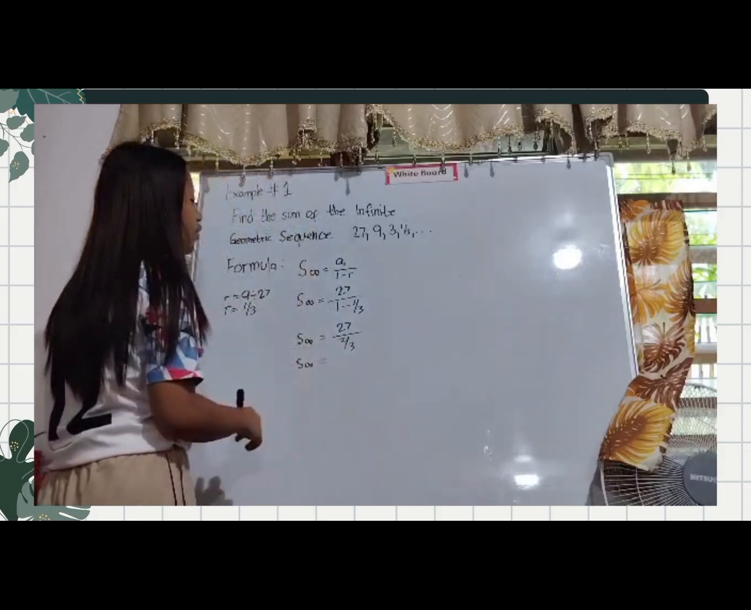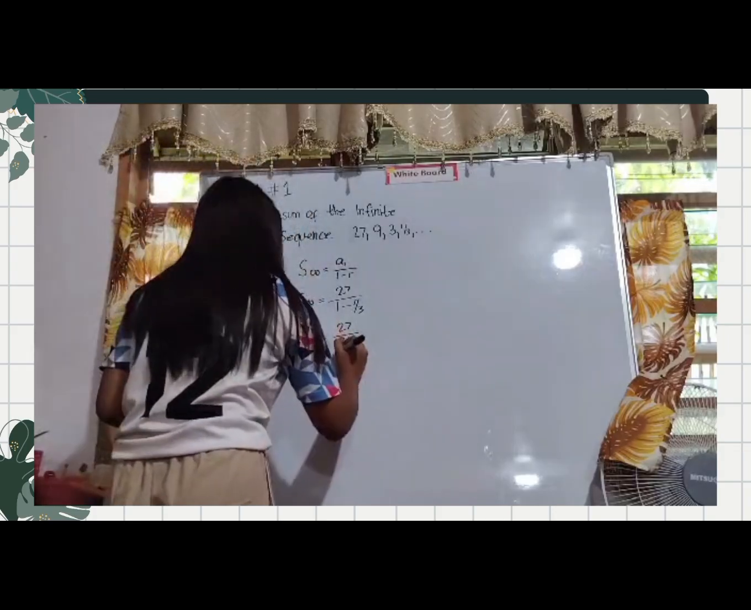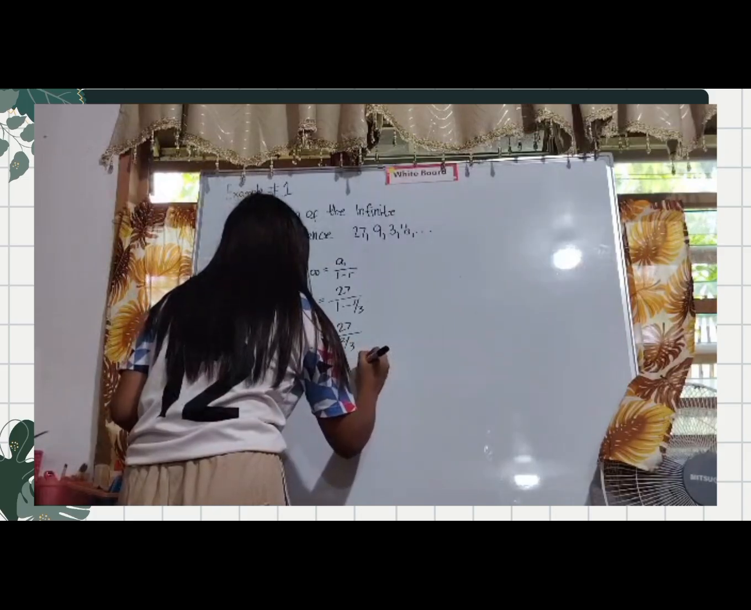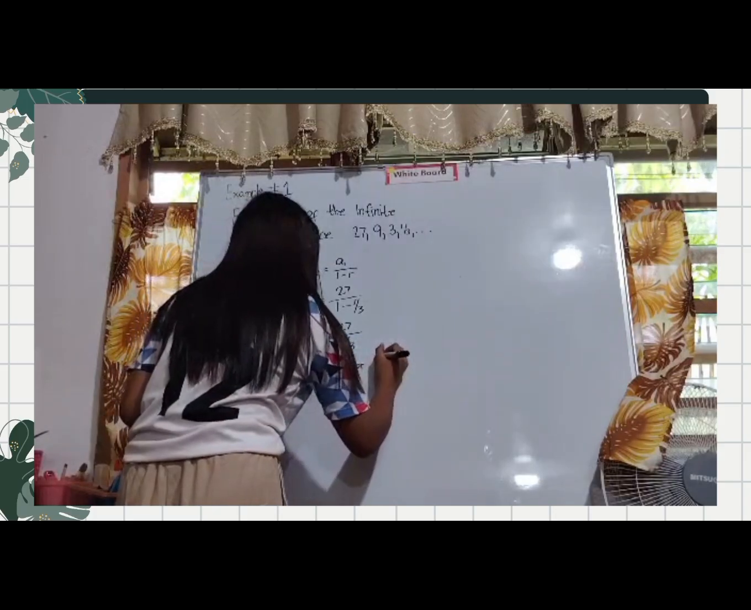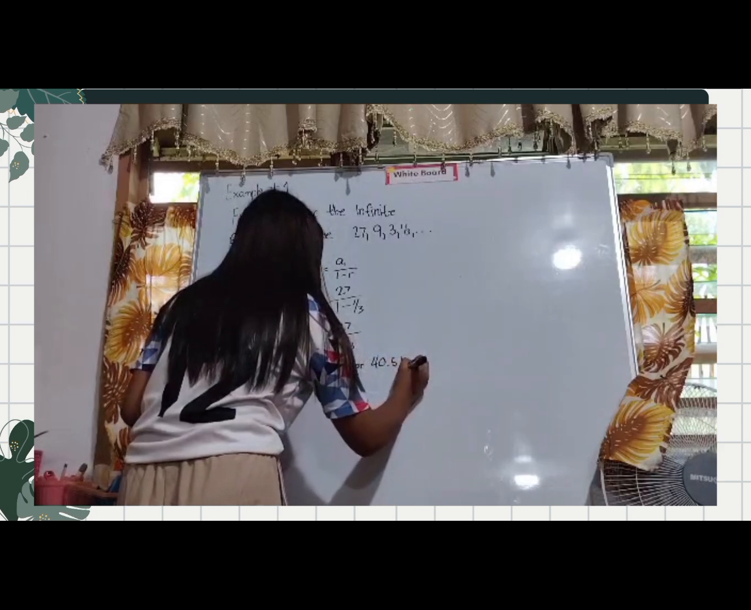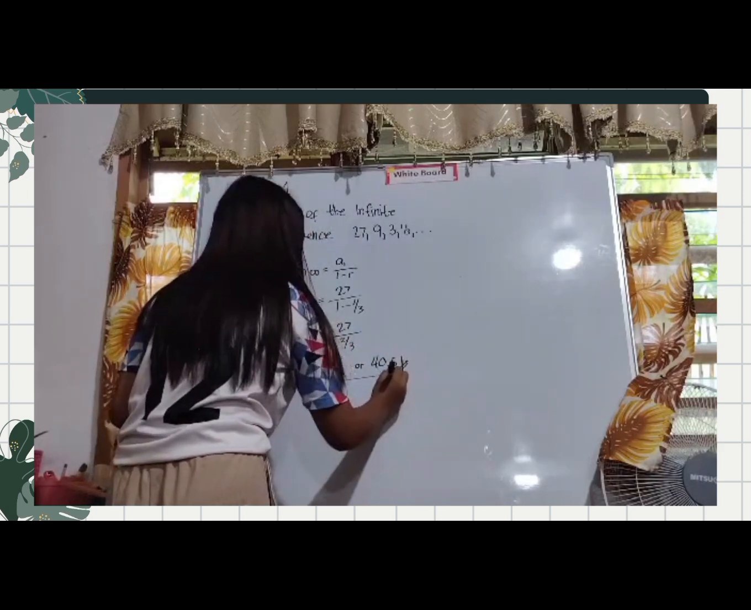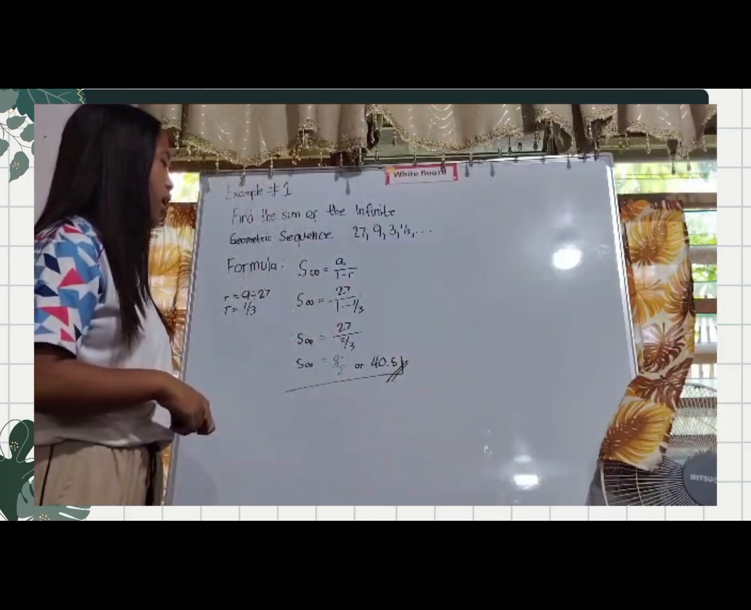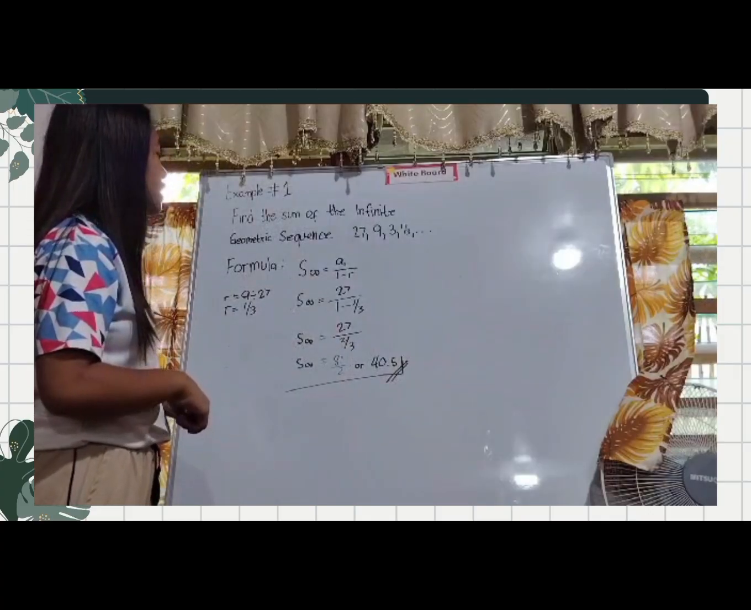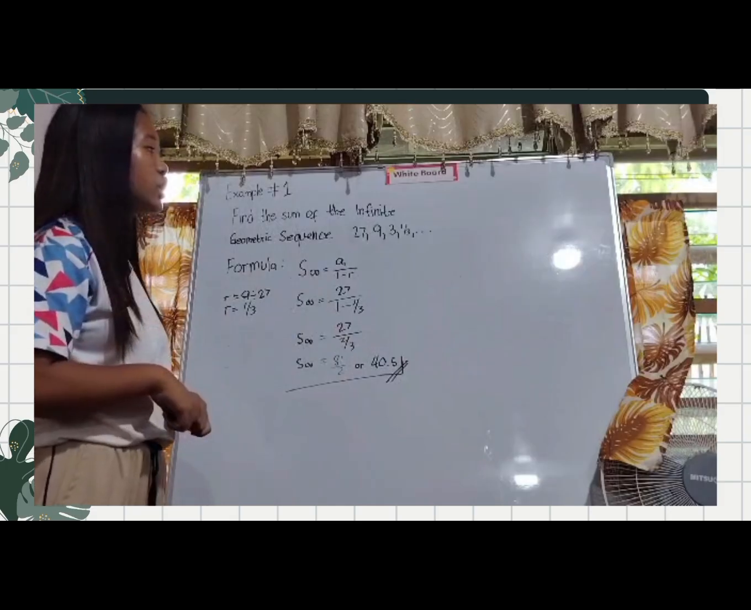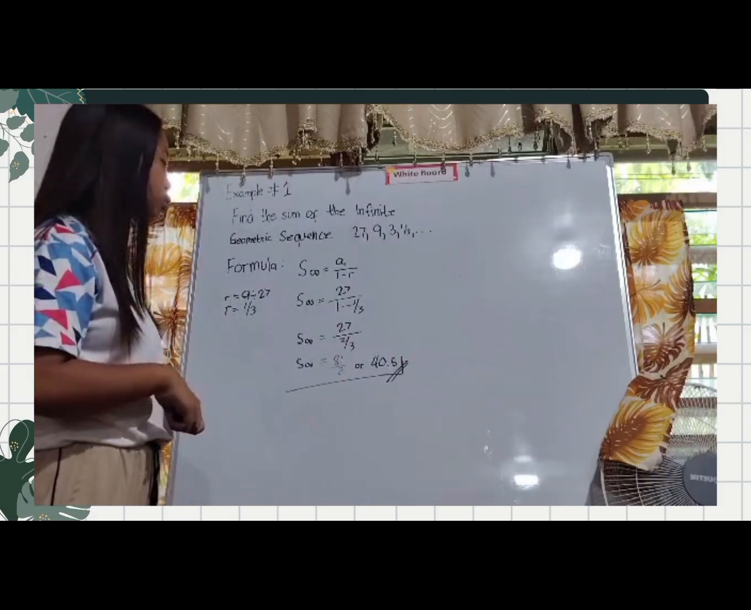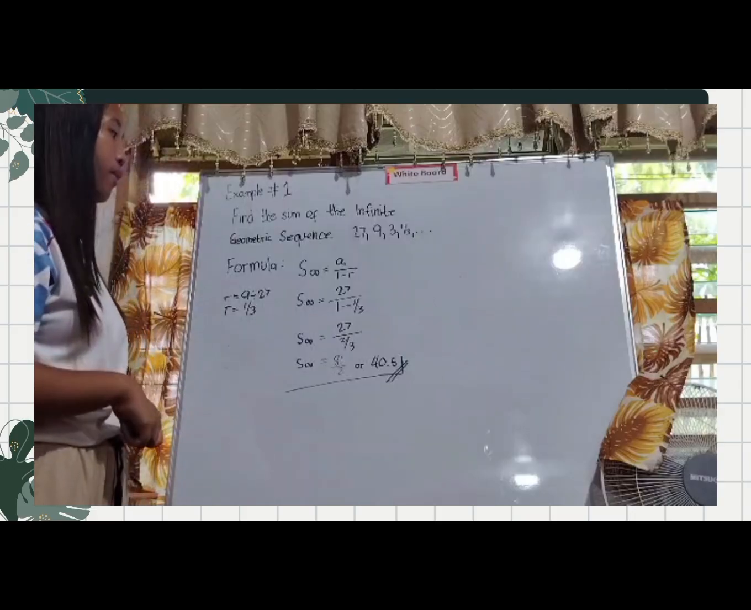So 27 divided by 2/3 is 81 over 2 or 40.5. Therefore, the sum of the infinite geometric sequence 27, 9, 3, and 1/3 is 81 over 2 or 40.5.